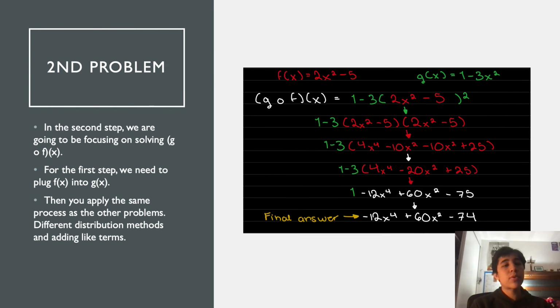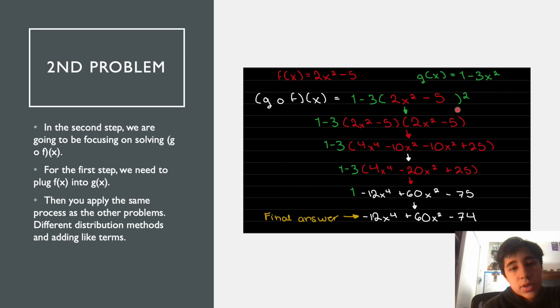So in the second step, we're going to be focusing on solving g of f of x. For the first step, we need to plug in f of x into g of x. As we can see here, f of x is 2x squared minus 5, and g of x is 1 minus 3x squared. So in this one it will be 1 minus 3, and then whenever we see an x we will be plugging in this equation, 2x squared minus 5, as we can see here.